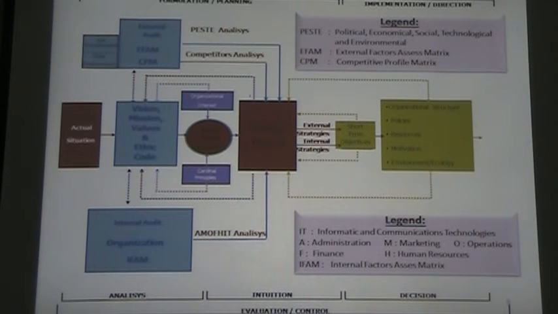And about resources. What kind of resources do you have or will you have? Personnel, materials, office equipment, machines, and so on. And motivation. You must motivate your people.